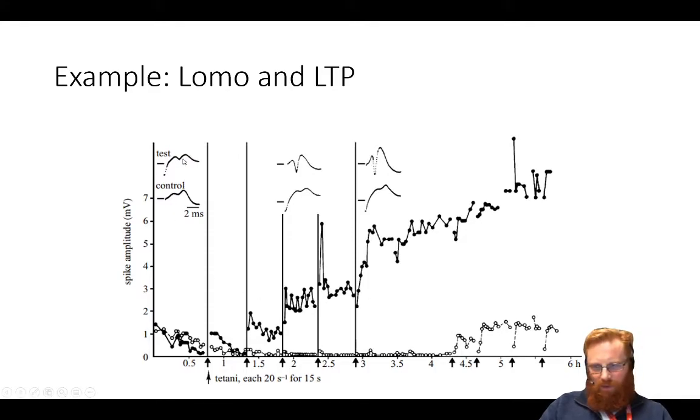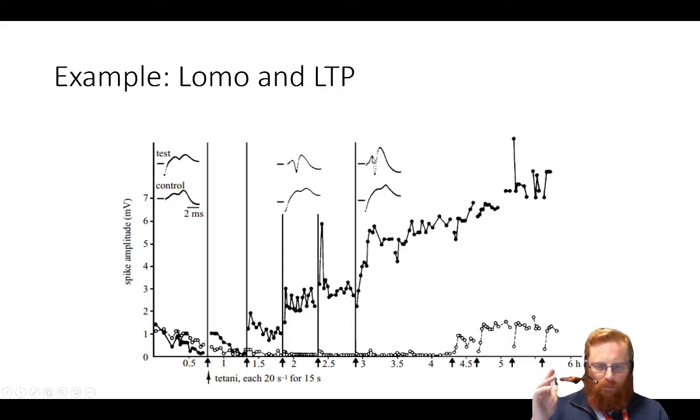And here you can see their field potentials, and then they applied a tetanus, which is like a high-frequency synaptic activity, and you can see that the spike got bigger. Now, this may be confusing at first. Action potentials are all or none. This population spike, this extracellular spike, is caused by action potentials. So how can it get bigger?